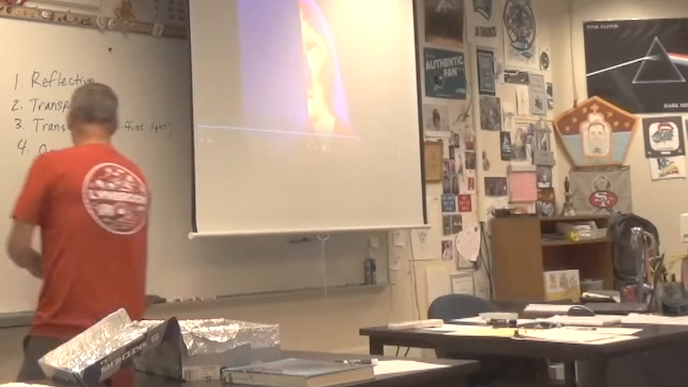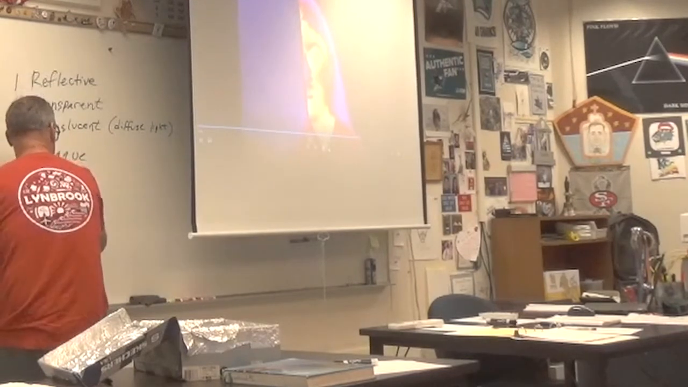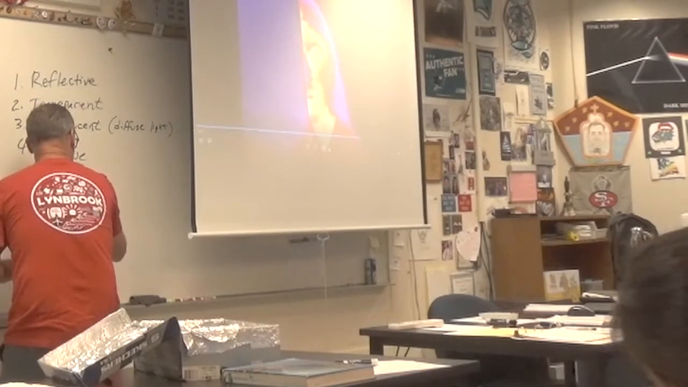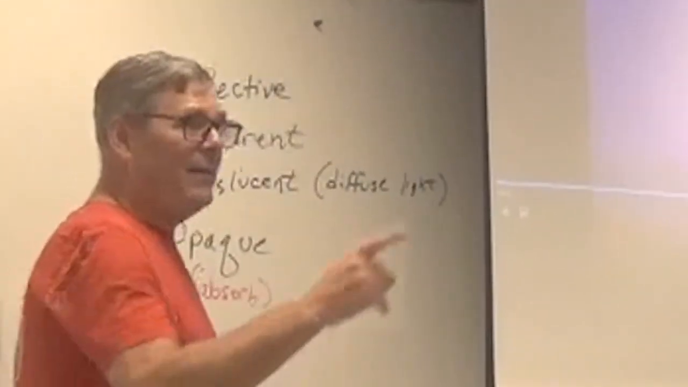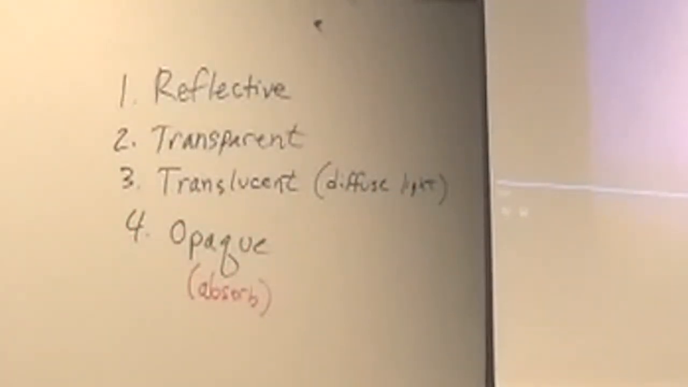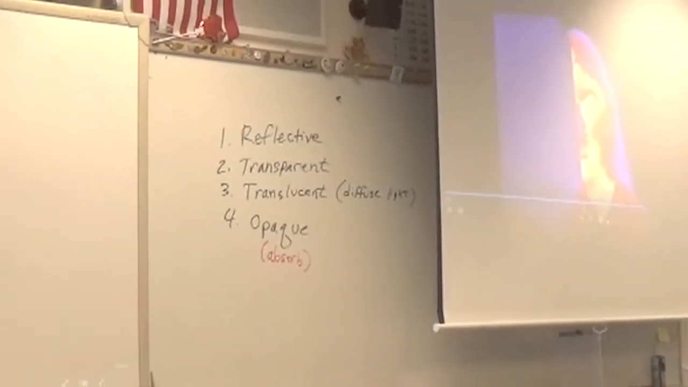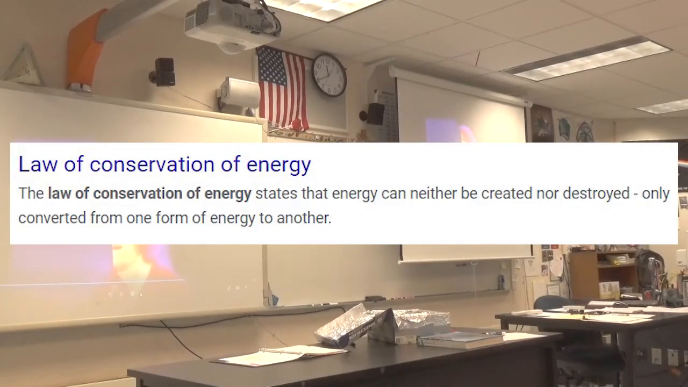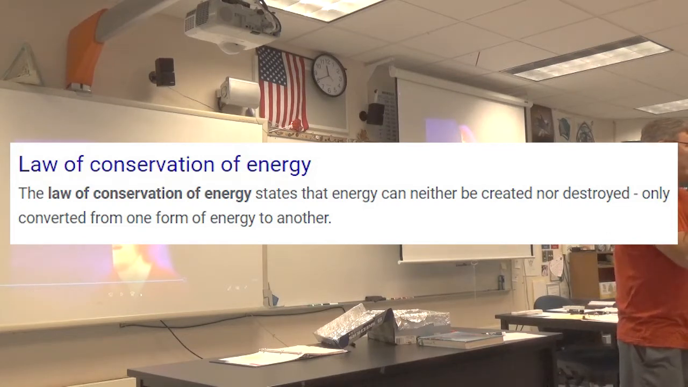I forgot to write that. When things are opaque, that's what's happening to the light. When things are opaque, the energy is absorbed. There's a very important law of physics called the law of conservation of energy. The law of conservation of energy does just what the words say. Energy is conserved. When energy is conserved, that means it doesn't go away. It's always there. It doesn't appear out of nowhere, nor does it disappear into nothingness. It's always there. But what can happen is it can change forms.